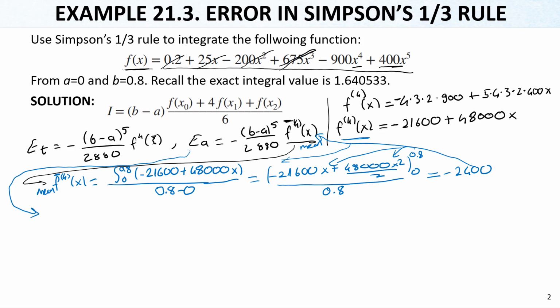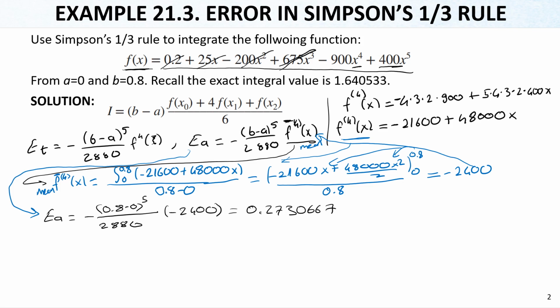So this value is minus 2400, then we can put it here now, and that means take EA here. Let's write it with black. EA is equivalent to minus (b minus a), meaning 0.8 minus 0, to the power 5 divided by 2880, and the mean value is minus 2400. And from here, the EA becomes 0.2730667.